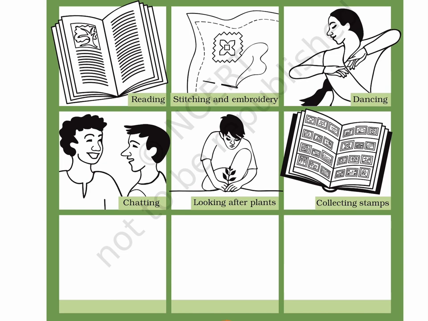In the sixth box, there is a stamp book drawn. Many stamps are put on the pages of this stamp book. The words collecting stamps is written in the corner of this box. Rest of the 3 boxes are empty.